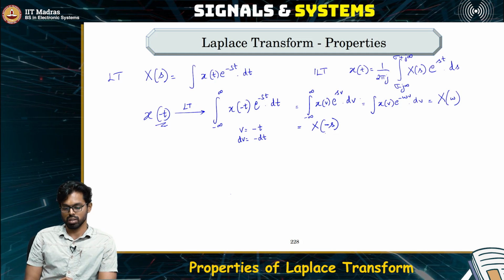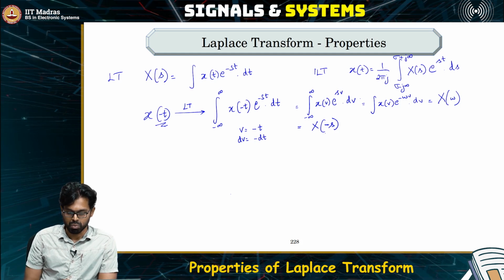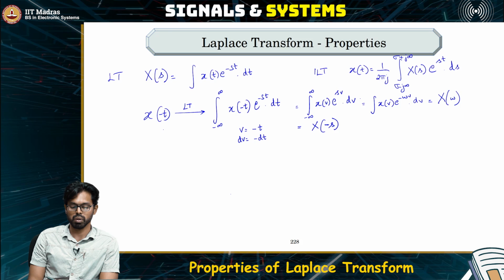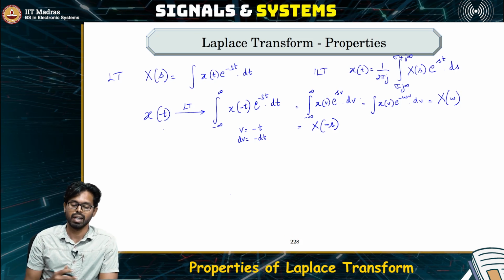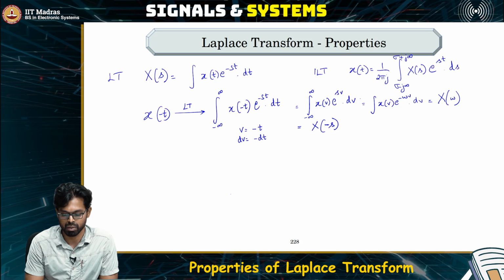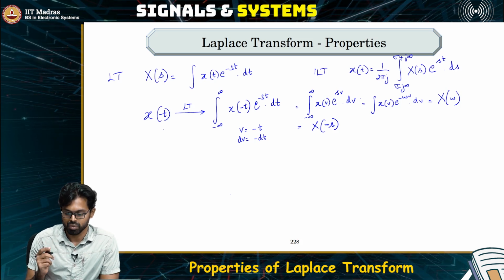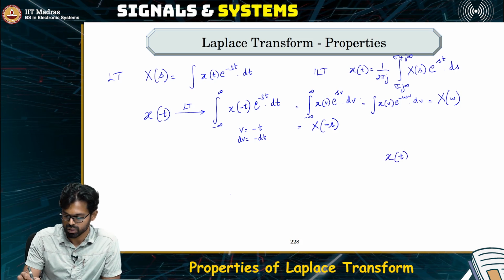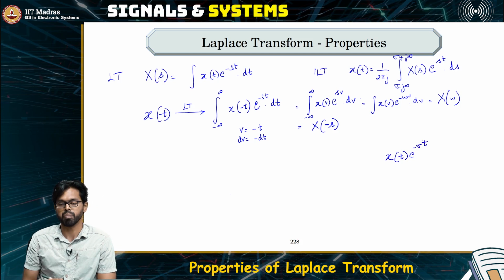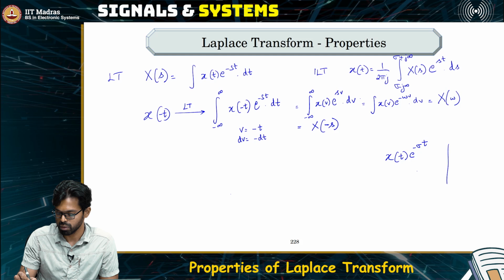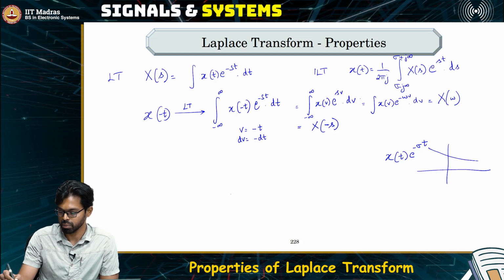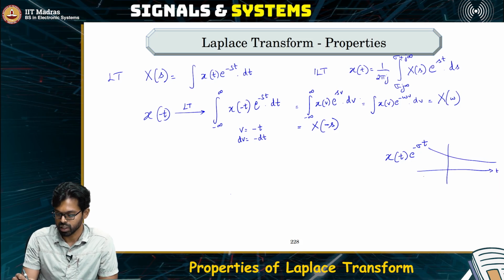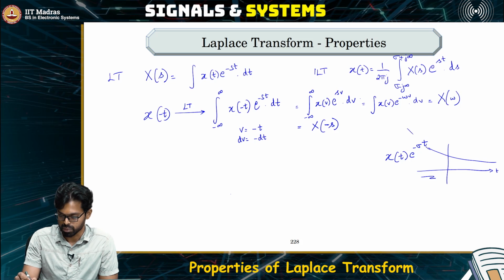So what does this imply for the ROCs and the pole zero plots? Intuitively, we would expect nothing to happen to the ROC. Why is that? Because if x of t is absolutely integrable, then x of minus t should also be absolutely integrable, right? But the catch here is that we are looking for the absolute integrability of x of t e power minus sigma t. So how does e power minus sigma t look? The e power minus sigma t is a decaying exponential for positive values of time, but as time becomes negative, it's a growing exponential.